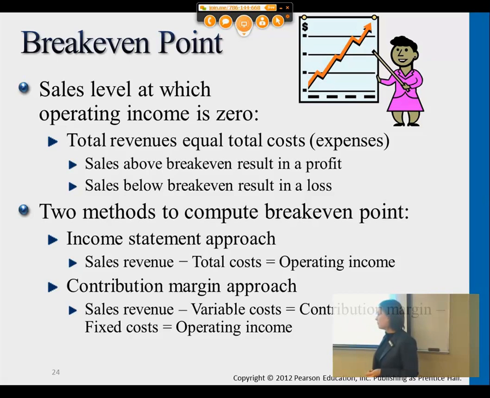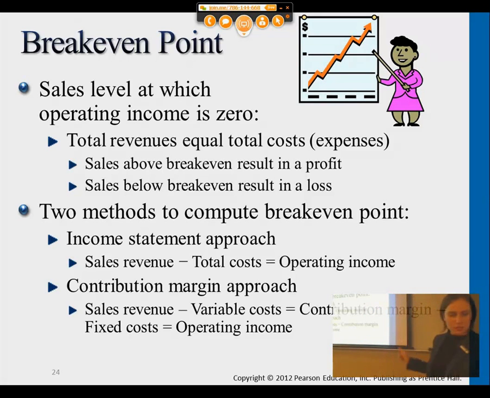That's it. Now the contribution margin requires a little bit more of a calculation, but it's not that difficult. I'm going to see my operating income is sales revenue minus variable cost, but there is also this contribution margin and fixed cost. Okay, so let's look at each one of them.